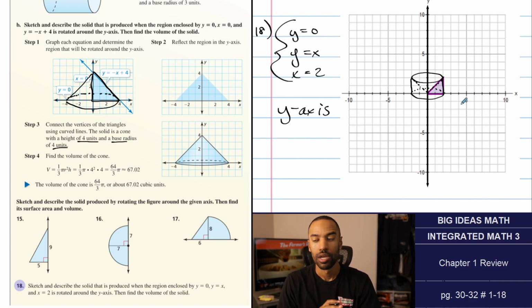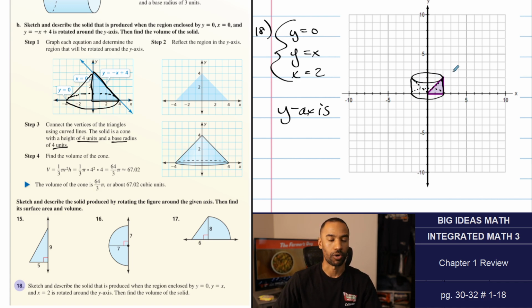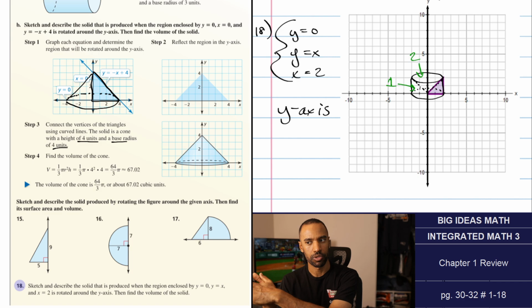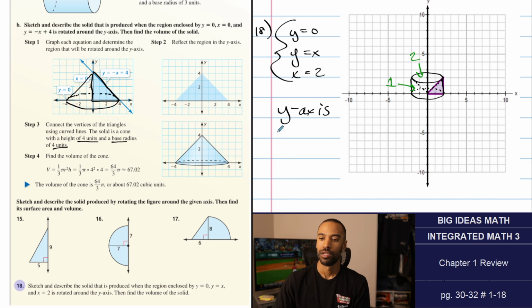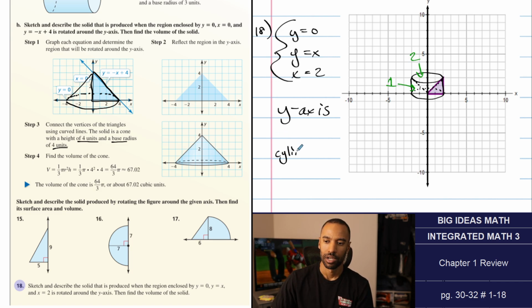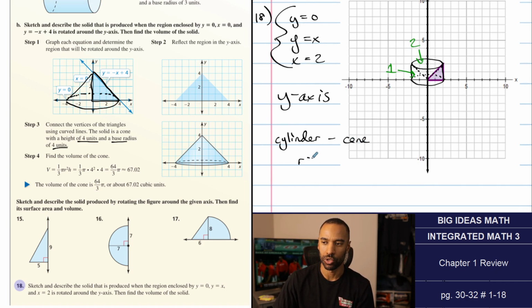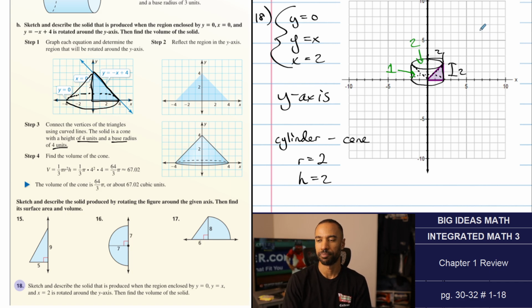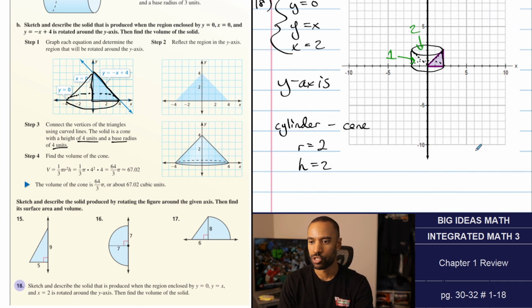We got to find its volume. So we have a cylinder, and we got to take away the cone. Object 1, object 2. Cylinder is object 1, cone is object 2. Now, the cylinder and the cone both share the same radius and the same height. So cylinder minus a cone, they both share a radius of 2. They both share a height of 2. This height goes up, down 2 units. This radius goes across 2 units like that, right? So radius is 2, height is 2.